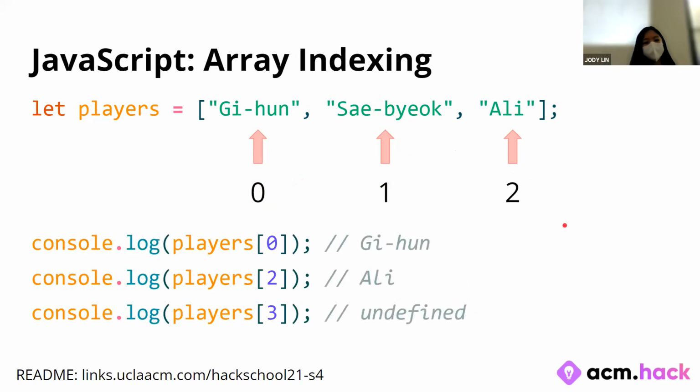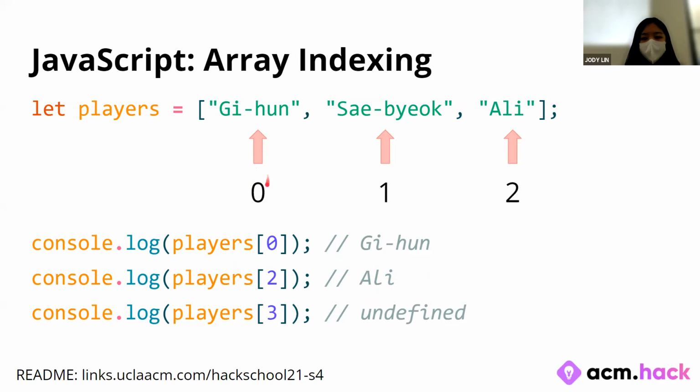All right, so here's an example of that. Let's say I want to print out a few of these players from my array of players. The way I access it is through players, square bracket, and then the index. So 0 is Gihun. If we say players 2, we go 0, 1, 2, and we get Ali. So this will print out Ali.